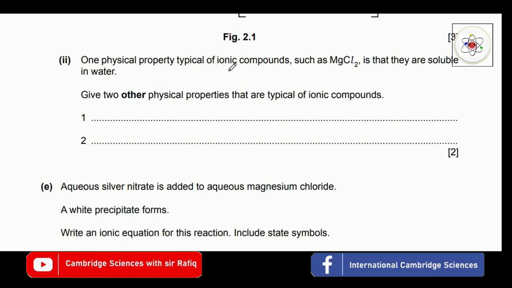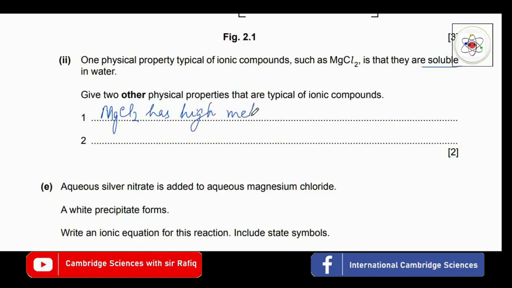One physical property typical of ionic compounds such as magnesium chloride is that they are soluble in water. So this physical property is related to the solubility of the ionic compound. Give 2 other physical properties that are typical of ionic compounds. So you can write physical properties in terms of melting and boiling points. So first of all, let us do this. Magnesium chloride has a high melting and boiling point.